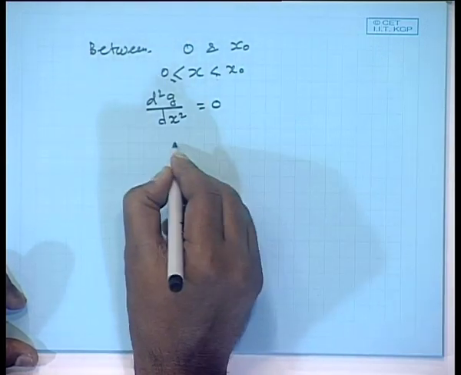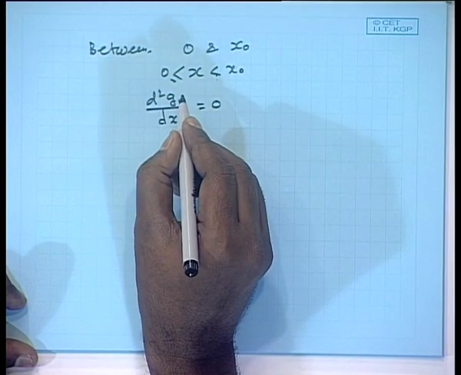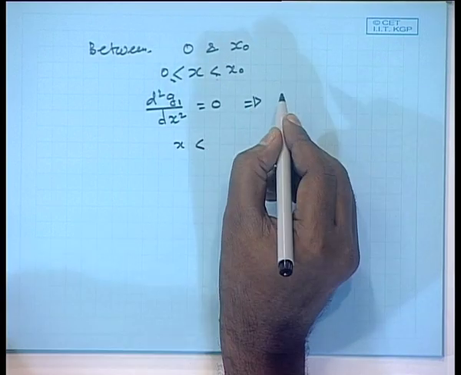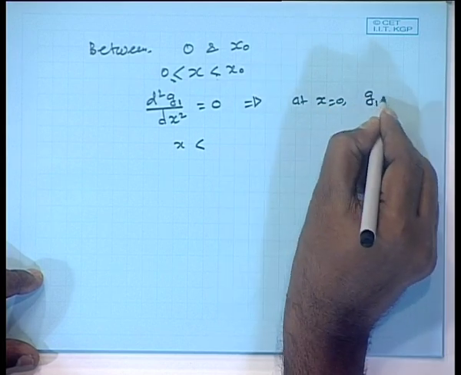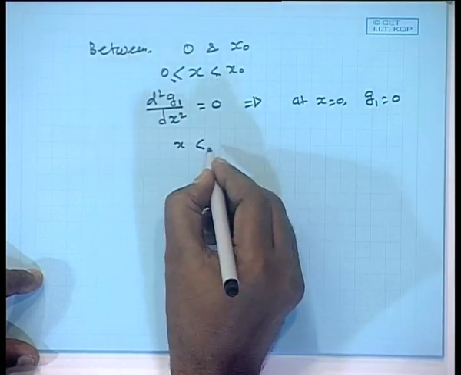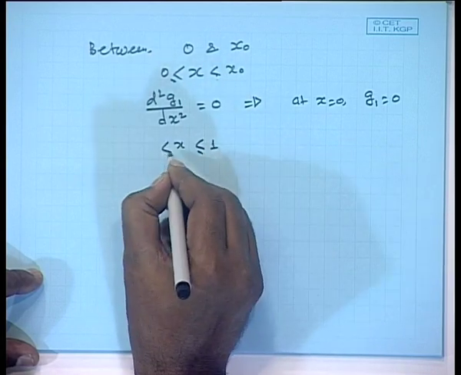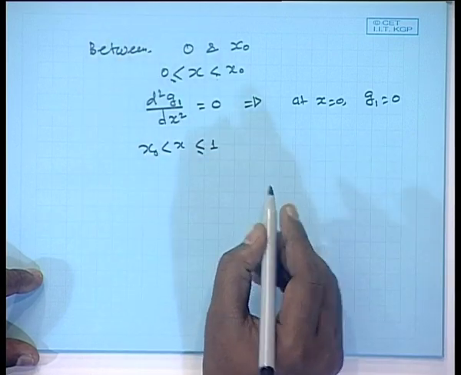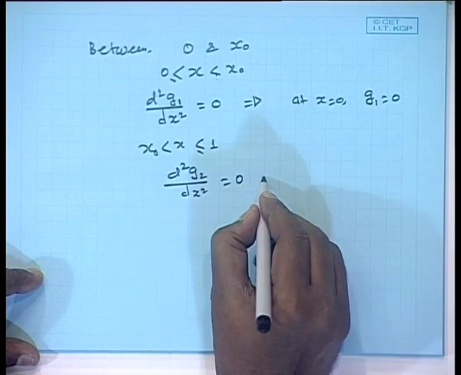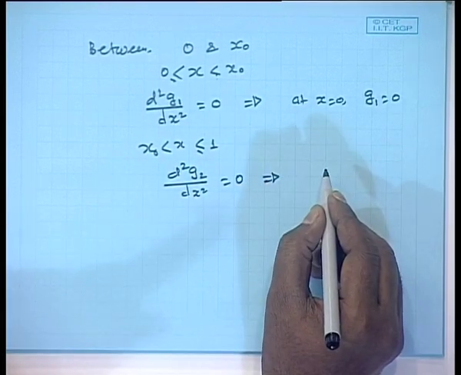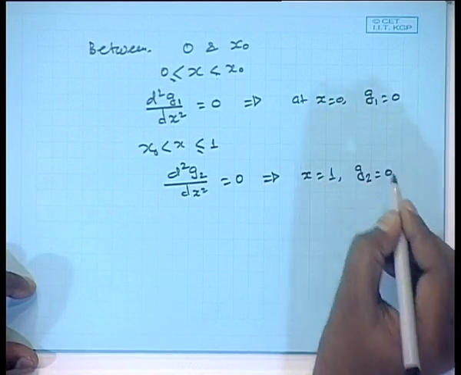Let us denote the solution in the first region by G1. And you have only one boundary specified for this problem, that means at x equal to 0, G1 is equal to 0. For the other region between x naught and 1, let us say the solution is d square g2 dx square is equal to 0, and you are having one boundary condition specified here as well. At x equal to 1, you are having g2 is equal to 0.